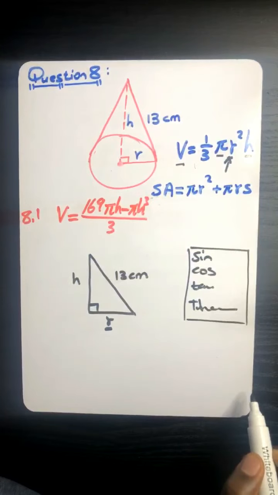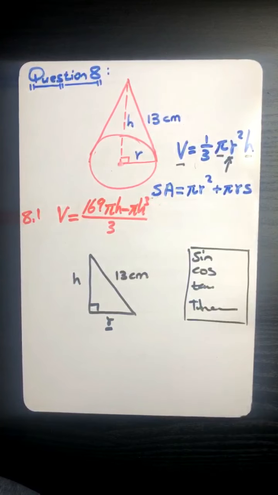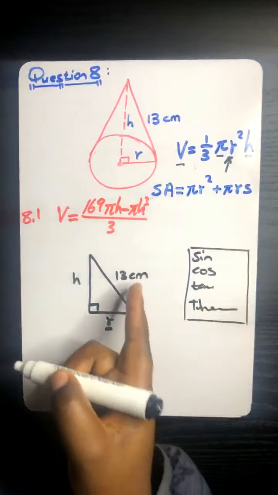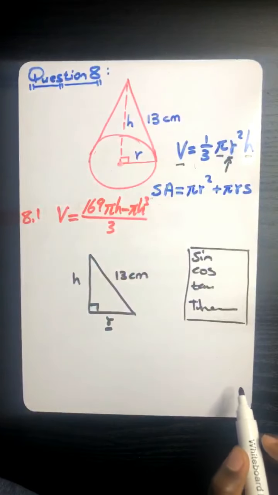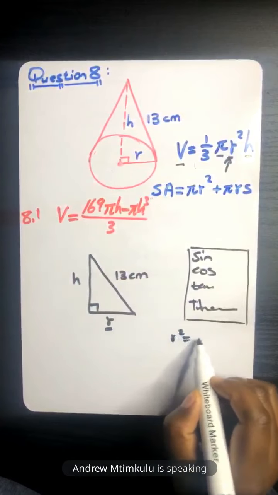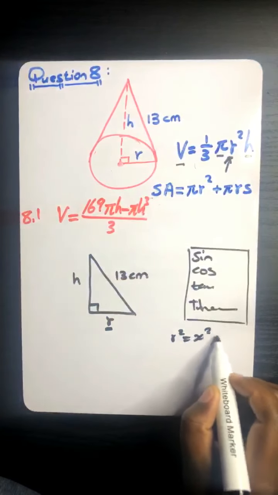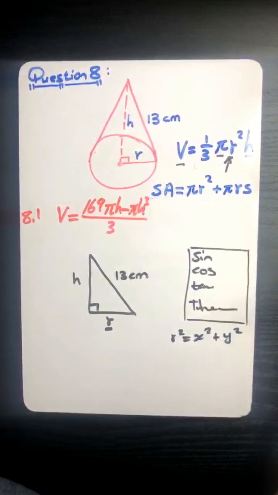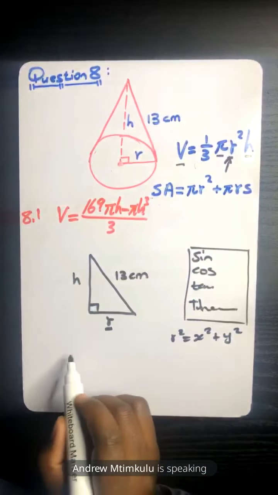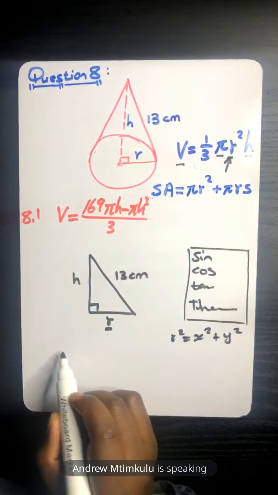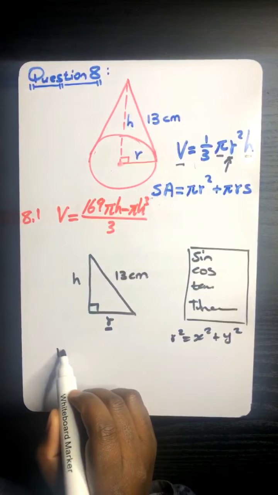How can we formulate, using the theorem of Pythagoras, substituting with these values? Is there someone who's got an idea of how we can formulate? The formula says r squared equals, let's say, x squared plus y squared. How can we formulate? So you can say r squared is equal to 13 squared minus h squared.